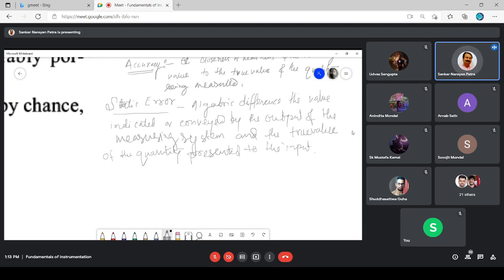I don't know whether you can read this. The static error is called the algebraic difference between the value indicated or conveyed by the output of the measuring system, and the true value of the quantity presented to the input. This is called static error.